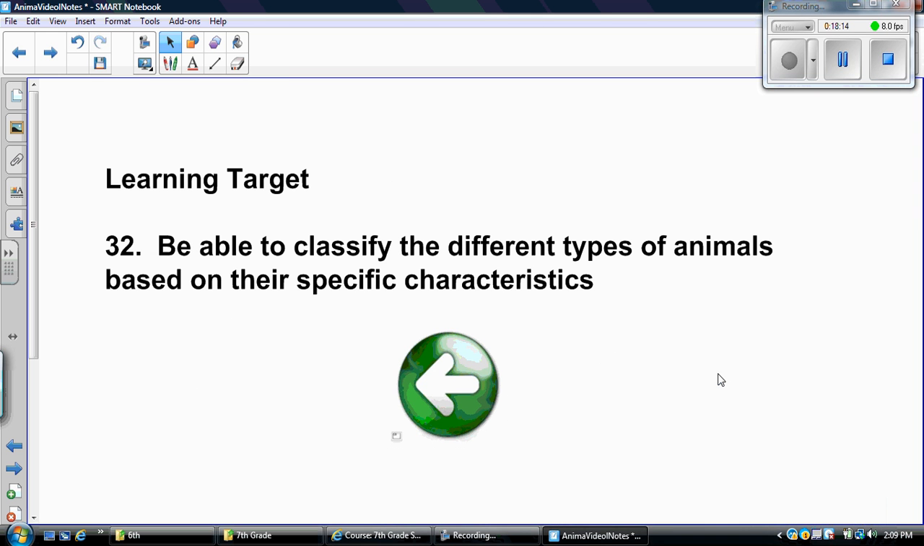Okay, so hopefully you've got a general idea of what each phylum is and how they're a little bit different. You'll be starting a project that will enable you to really go in deep and talk about the different classifications for the animals, a little bit more detailed than the notes.